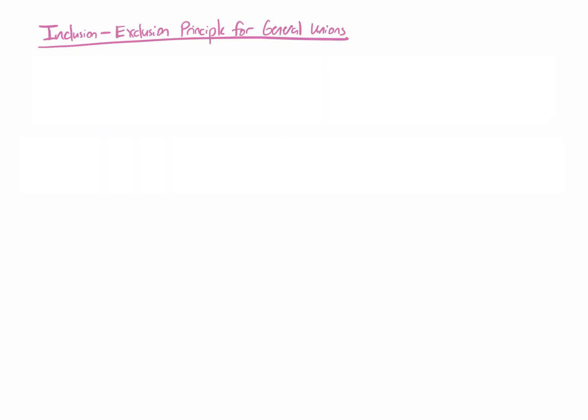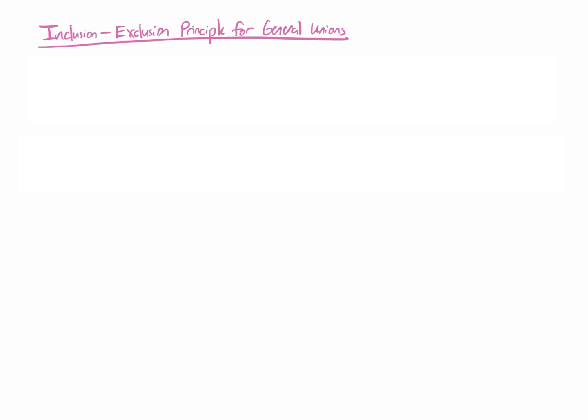Okay, so wait. Disjoint unions are all well and good, but often we have cases in which we want to calculate the size of the union of two sets, but the sets are not disjoint. So in this kind of scenario, we actually need to go back to an old friend, the inclusion-exclusion principle.